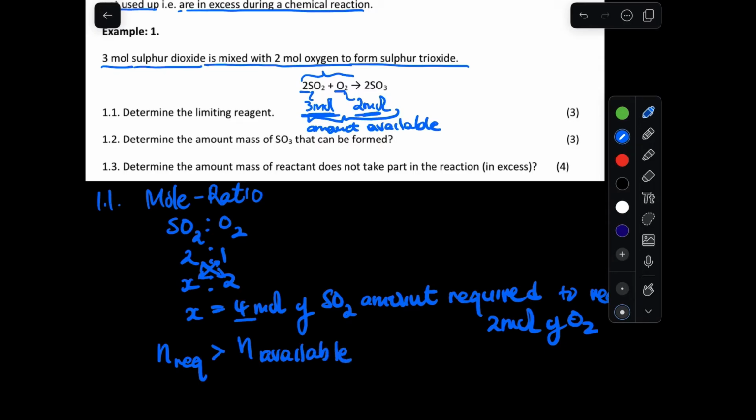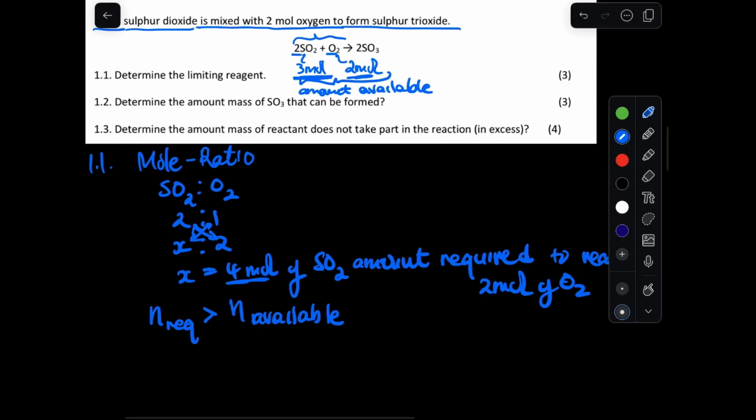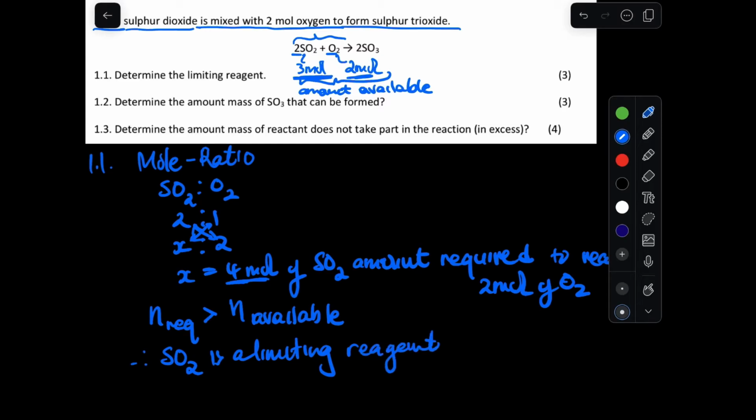Remember, the number of moles available for sulfur dioxide is 3 mole, but the number of moles needed is 4 mole. Once we need more than what we have, we call the sulfur dioxide the limiting reagent. So the sulfur dioxide is a limiting reagent. Why do we say that? Because the amount that we have is smaller than the amount that we need. Therefore, this amount is going to be used up.